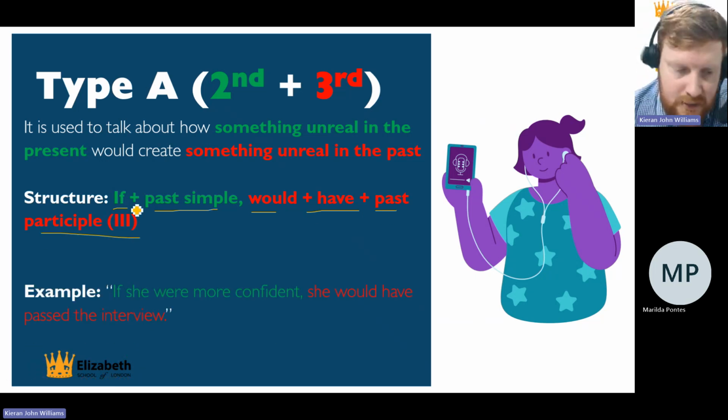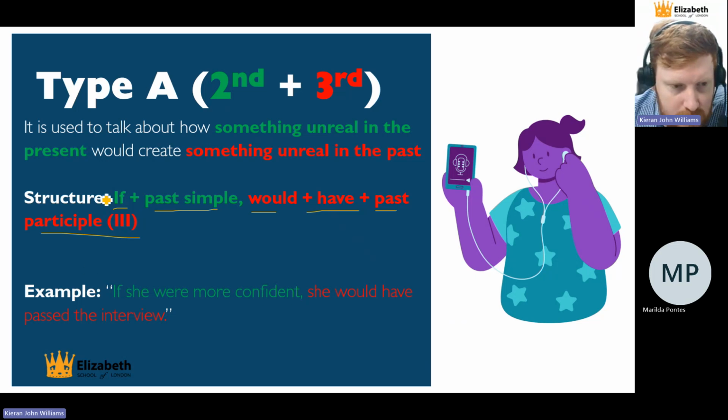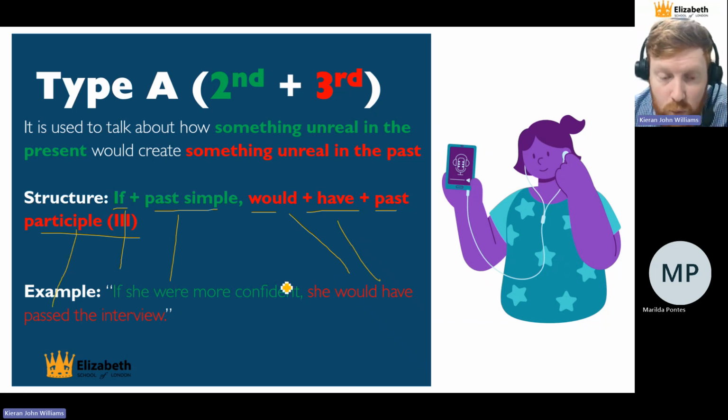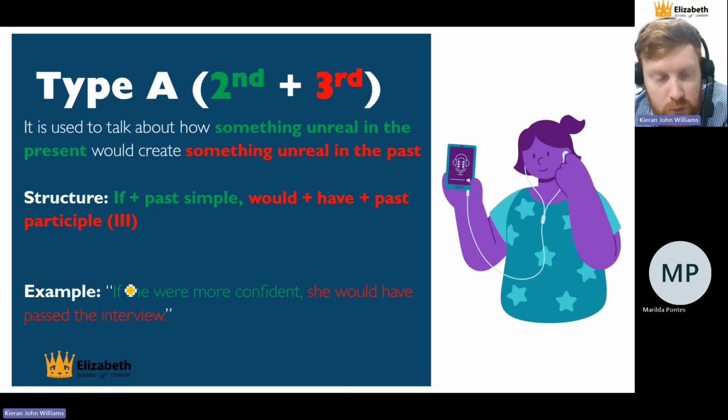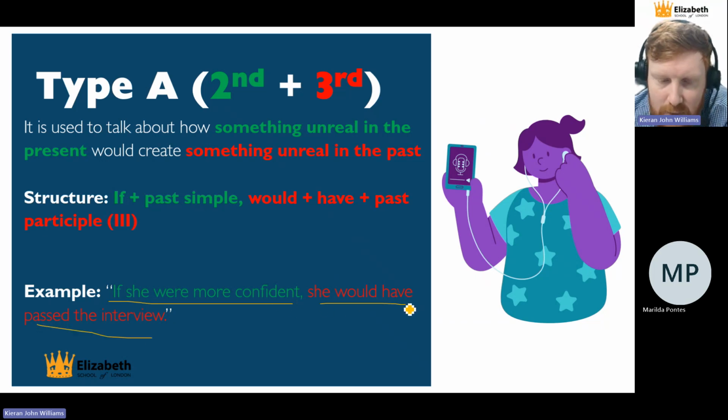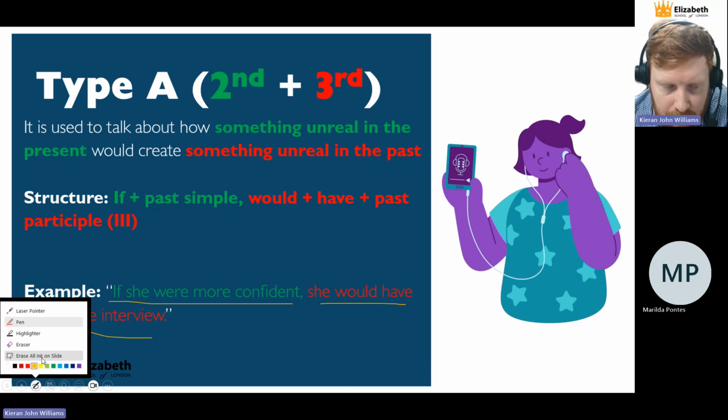So an example sentence is, if she were more confident. So if were, past simple, would have plus past participle, she would have passed the interview. So we need to imagine that this person, this woman, were more confident here in the present. Then that would mean in the past, she would have passed the interview, she would have got the job, she would be a happier person. Okay, so that is talking about something in the present, and then therefore the past would be different as well.